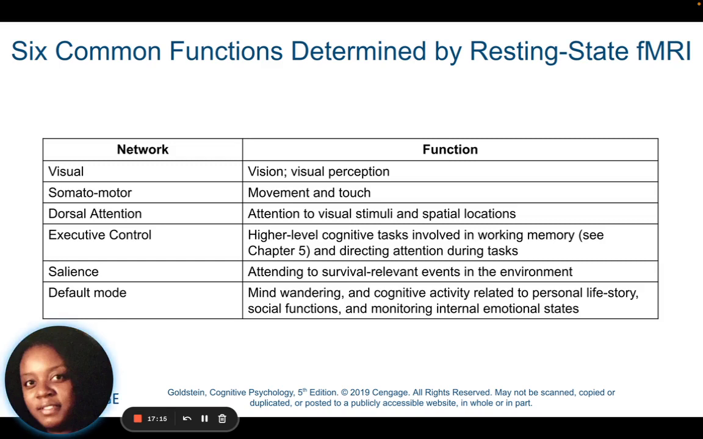We've got the salience network, which helps with attending to those survival relevant events in our environment. So those fight or flight instincts that kick in for us. And then the default mode has to do with mind wandering and cognitive ability related to our own personal life stories and social functioning and monitoring of internal emotional states. So these are the 6 common functions that these functional MRI scans have shown the brain areas are responsible for.